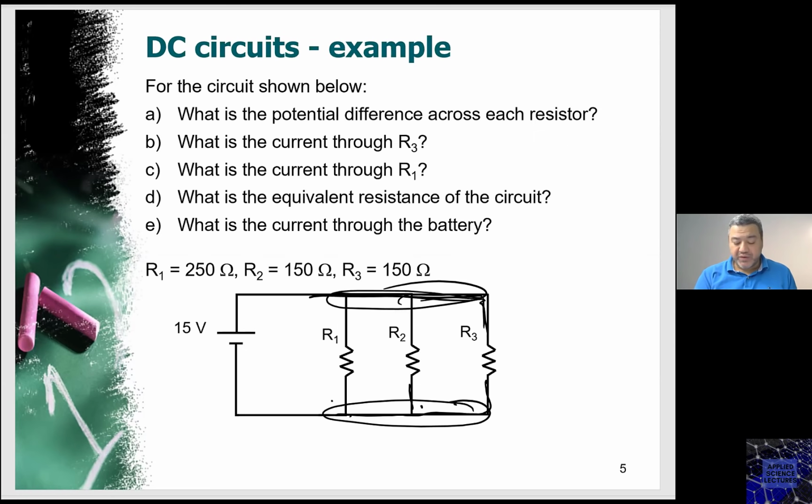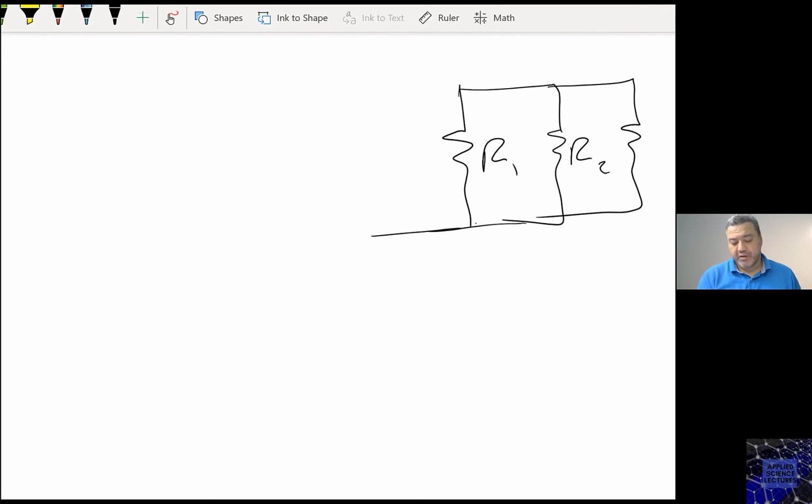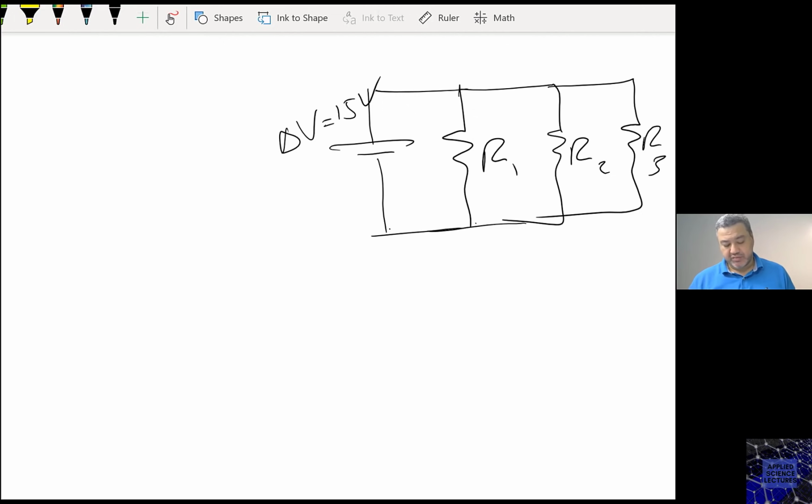Now, what is the potential difference across each resistor? So this is interesting. We need now to do some calculations. Let's first draw the circuit. I have here R1, I have R2, I have R3 connected to a potential difference, delta V equals 15 volts. I need to calculate the potential difference across each resistor.